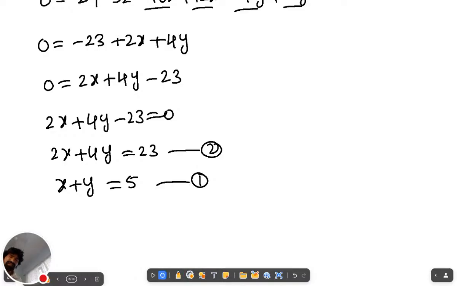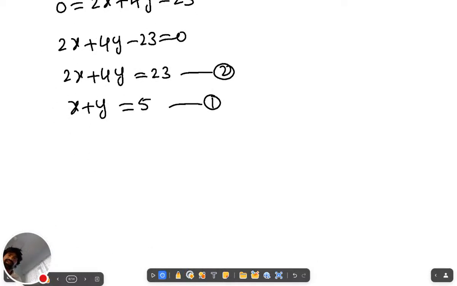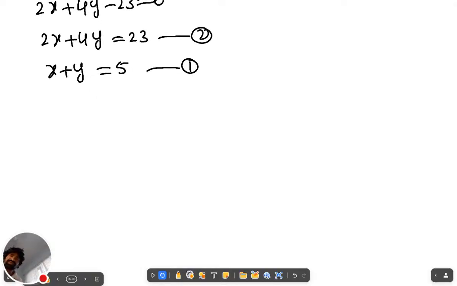Now let's solve equations 1 and 2 to get the x value and y value. For that, let's solve it by the elimination method. We need to make the coefficient of x or y equal. So I'm going to make the coefficient of x equal. For that I have to multiply equation 1 by 2 on both sides, because in equation 2 the coefficient of x is 2, and in equation 1 the coefficient of x is 1. So to make the coefficient of x 2, I am multiplying equation 1 by 2 on both sides.